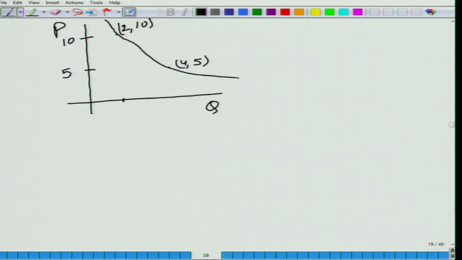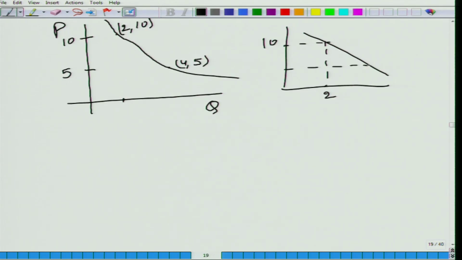It is a downward sloping curve. What we have figured out is that the demand curve is a downward sloping curve. We haven't figured out that the shape would be like this. The shape can be any other thing. It can very well be a straight line. But we have learned that demand is a downward sloping function.